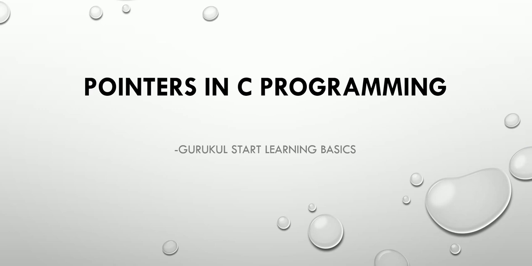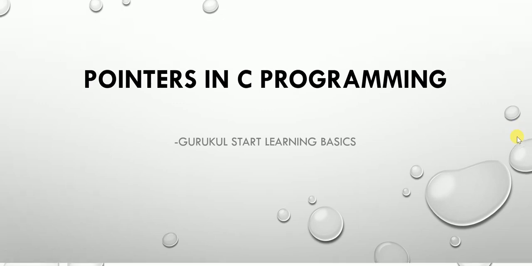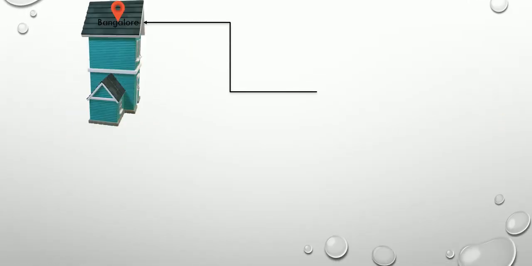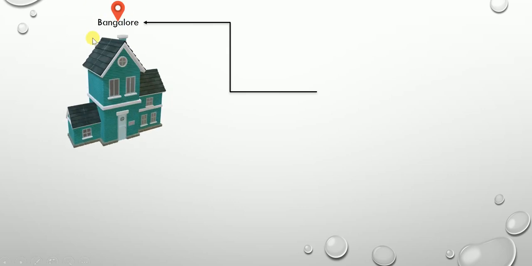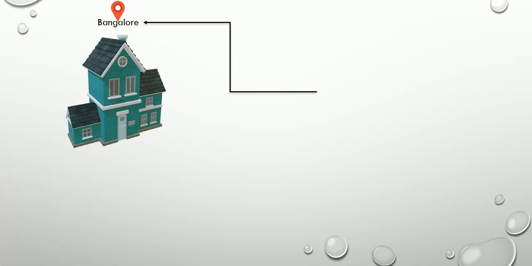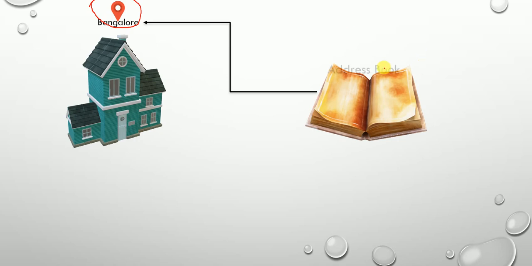Before I start, I would like to give you a very basic example which will make you understand what a pointer is, clearly. Okay, so assume that you have a house in Bangalore. So the address of the house is Bangalore. Okay, so this is the address of the house, and you would like to store this address somewhere. So you will go for a phone book or the address book.